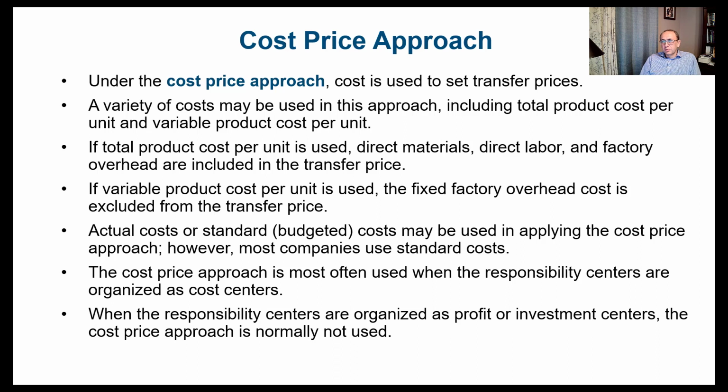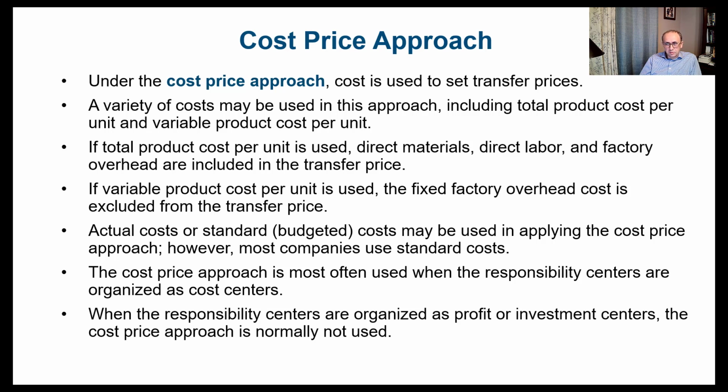So let's see the cost price approach. Under the cost price approach, cost is used to set transfer prices. A variety of costs may be used in this approach, including total product cost per unit and variable product cost per unit. If total product cost per unit is used, direct material, direct labor, and factory overhead are included in the transfer price. If variable product cost per unit is used, the fixed factory overhead cost is excluded from the transfer price.